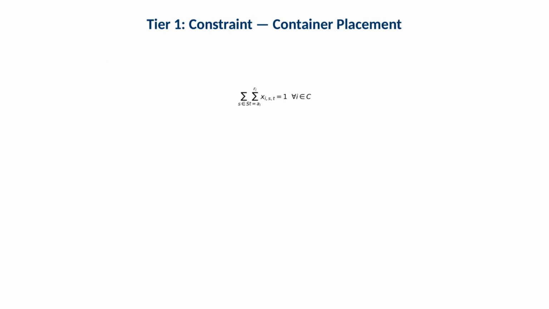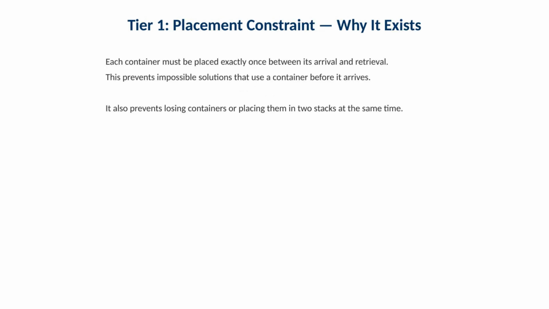This slide introduces the container placement constraint. It enforces that each container must be placed within its feasible time window. Operationally, this prevents impossible solutions, where a container is used before it arrives, disappears from the yard, or is duplicated across multiple stacks. Each container must be placed exactly once between its arrival and retrieval. This prevents impossible solutions that use a container before it arrives. It also prevents losing containers or placing them in two stacks at the same time. In practice, this is the basic conservation rule that makes the plan executable.